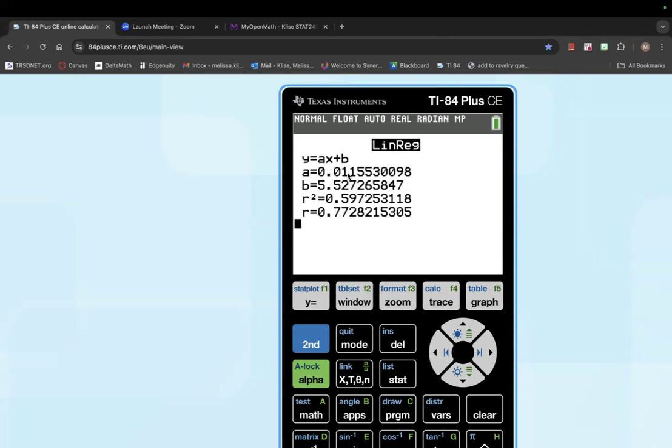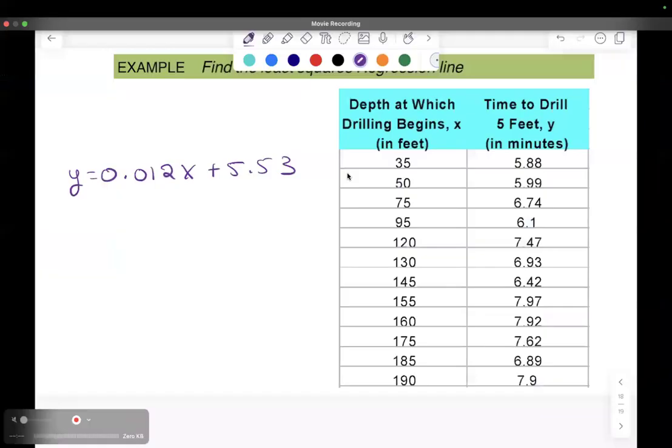I'm going to write it on my, second here. My iPad did wonky things. 0.012. That doesn't fit. I'm writing too big. So y equals 0.012x plus 5.53. All right. So I wrote the equation right here.